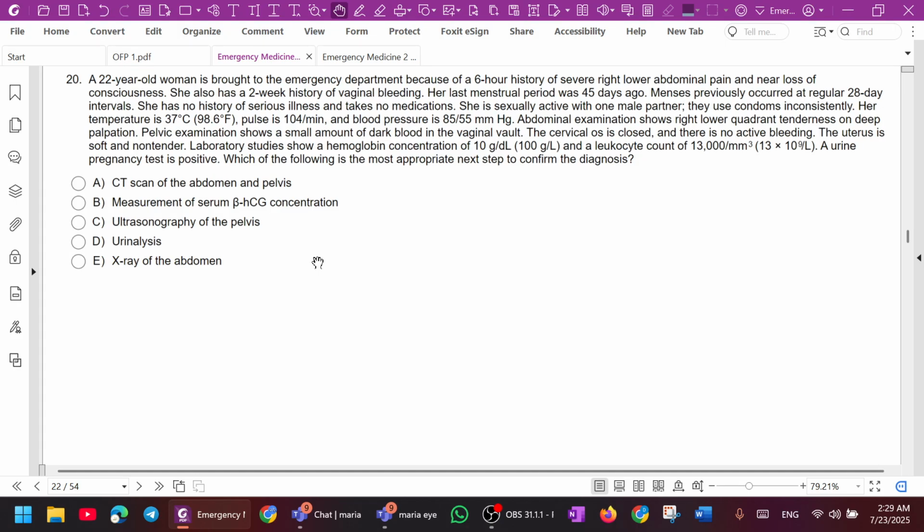Abdominal examination shows right lower quadrant tenderness on deep palpation. Physical examination shows small round dark blood in the vaginal wall. The cervical os is closed and there is no active bleeding. The uterus is soft, non-tender. Lab studies show hemoglobin concentration is 10. Which of the following is the most likely diagnosis?